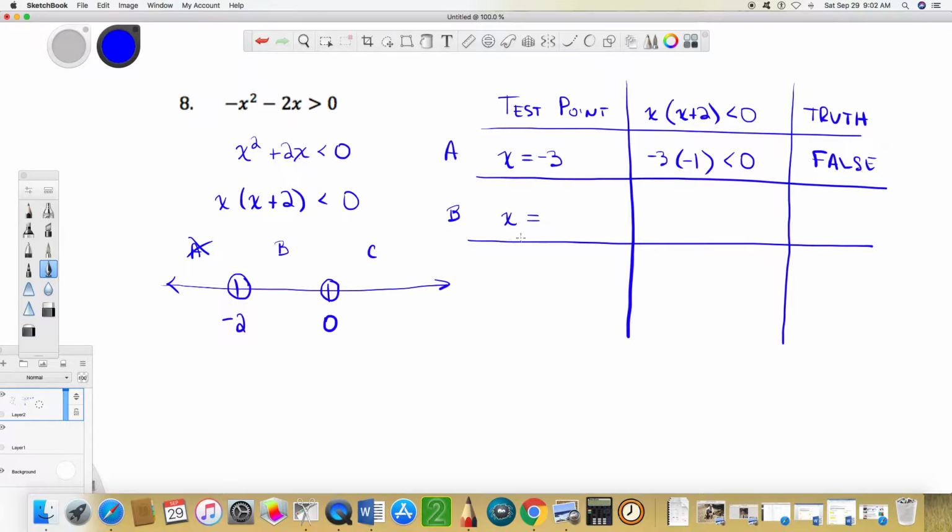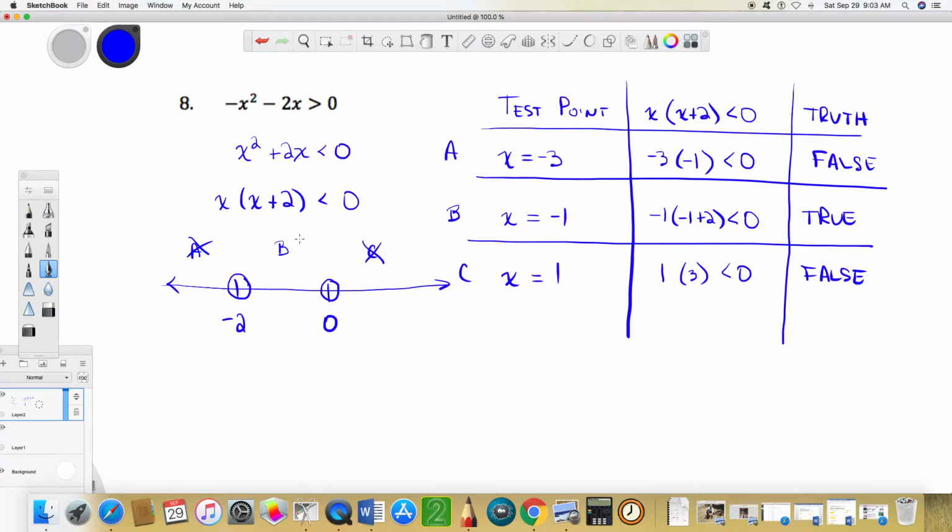Between 0 and -2, I'm just going to pick -1. When I replace x with -1, I get a negative times a positive, because -1 plus 2 is 1, and that's a negative number, and hey, that's a true statement. And in region C, a number that is bigger than 0, I'm just going to pick 1. So I have 1 times, well, 1 plus 2 is 3. 1 times 3 is 3, and 3 is not less than 0. That's a false statement.